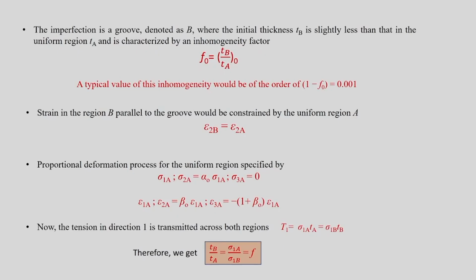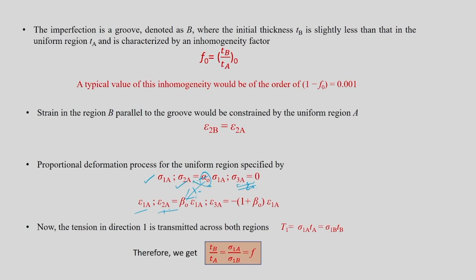And the process is going to be a proportional process for the uniform region. In the groove region, the neck region, we don't know. For the uniform region, sigma 2a is nothing but alpha naught times sigma 1a. Again, I am using alpha naught, not alpha, because it's the initial one on the uniform region. Sigma 3a is going to be 0, plane stress. Epsilon 1a will be there, epsilon 2a will be there, alpha naught will give you beta naught, and epsilon 3a is nothing but minus of 1 plus beta naught into epsilon 1a, which we already know.